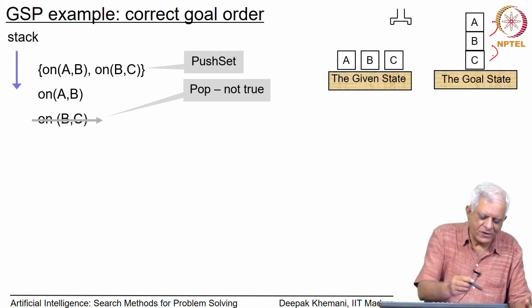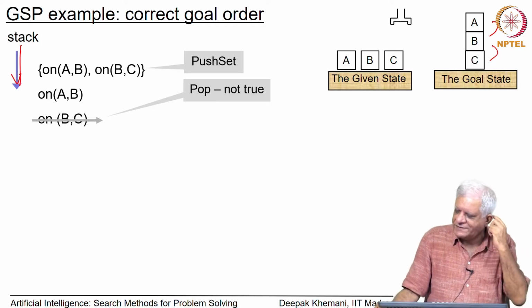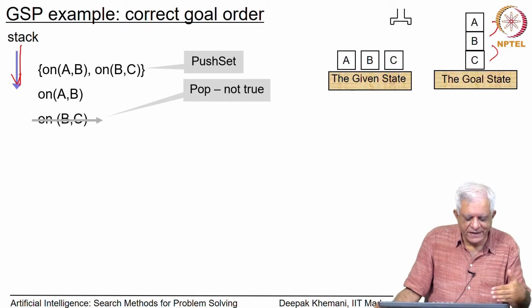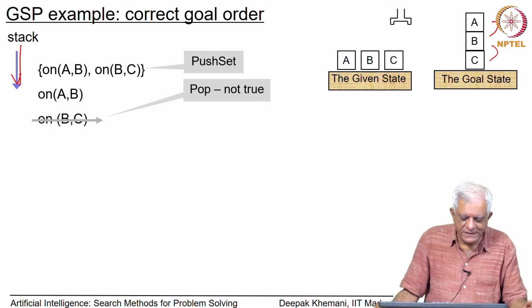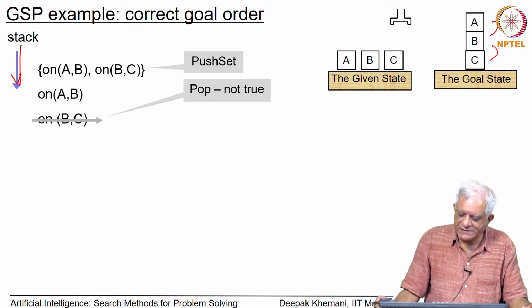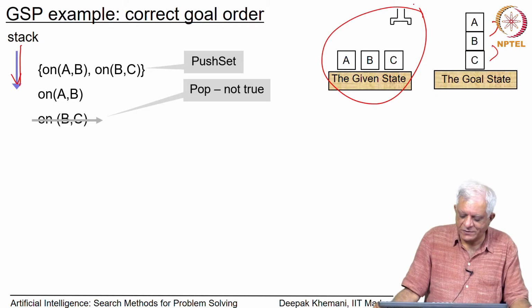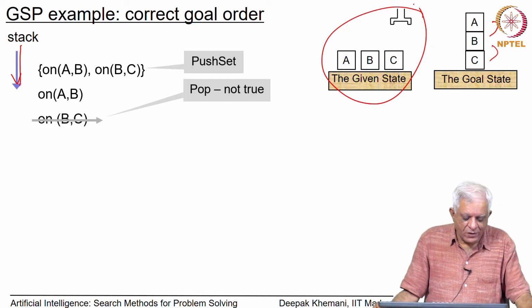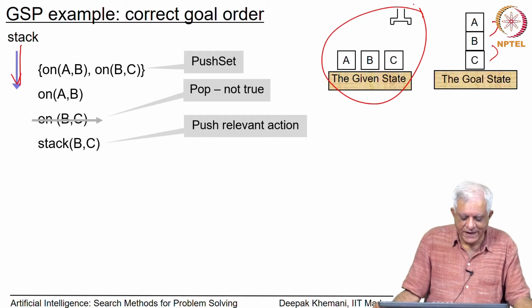Remember that our stack is growing in a downward direction here. Normally, of course, we draw stacks going upward, but it is easier for me to draw it like this. So, the stack is growing in the downward direction, and the top of the stack is this element on B C, and that is what we pop, and we check whether it is true in the given state. The given state is this one, that A is on the table, B is on the table and C is on the table, and on B C is not true. So, it picks a relevant action. What is the relevant action for on B C? In our world, only one action exists, which is that you can stack B onto C.